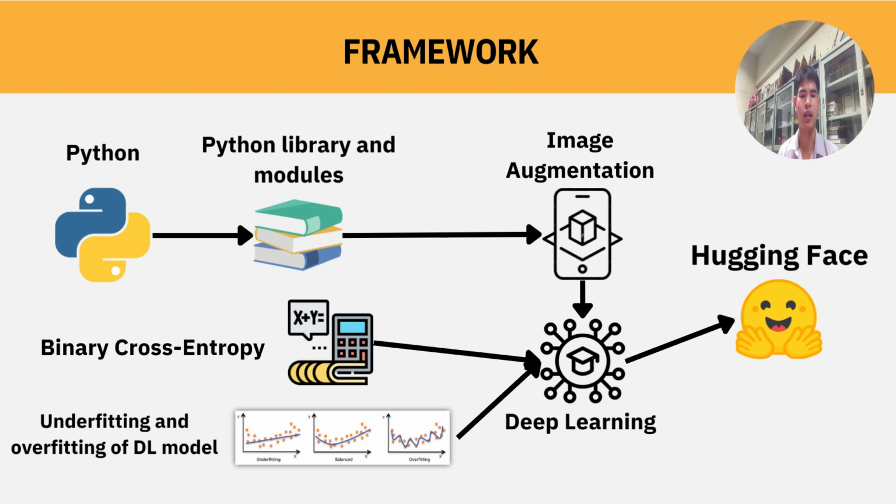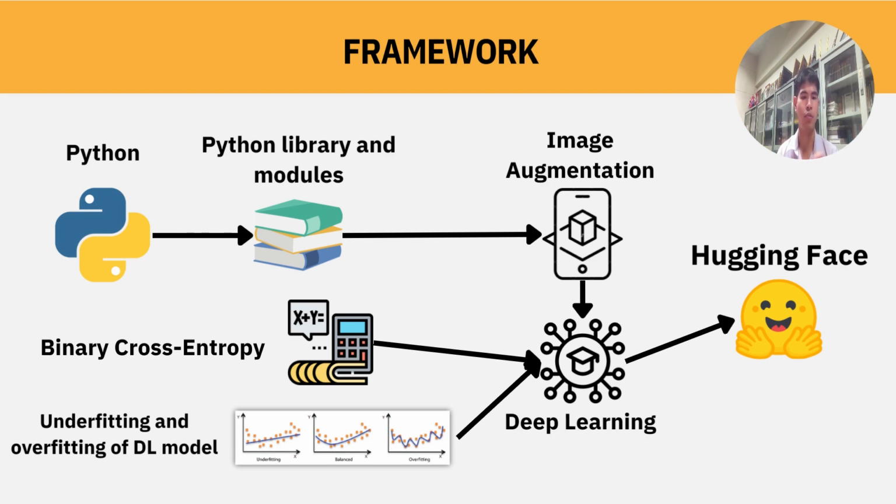And then we will make the graph with the underfitting and overfitting of the DL model. So we will use the balanced graph because you can see the trend of the information. But if the graph is underfitting or overfitting, you cannot see the trend, because if we have new information, we cannot see the trend, so it does not work.